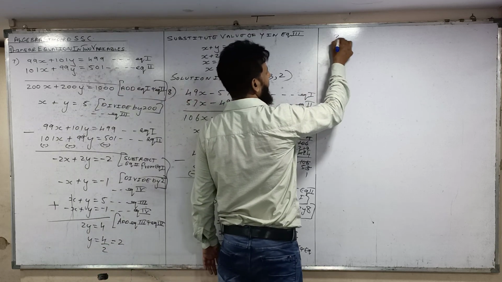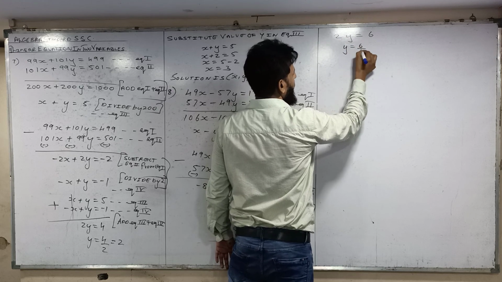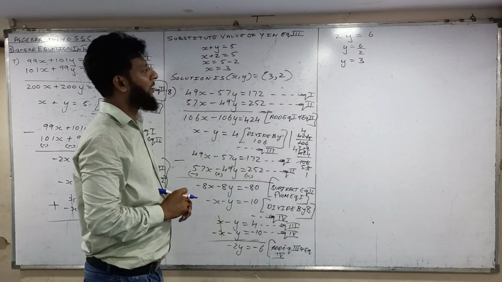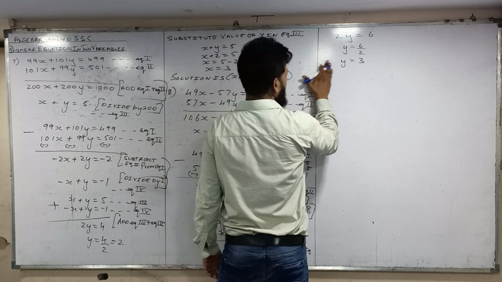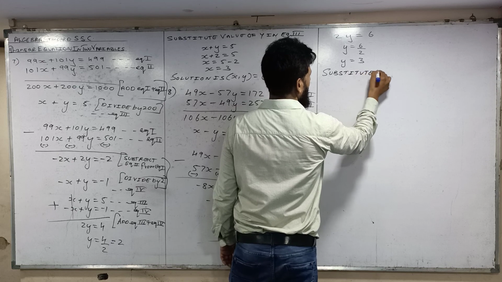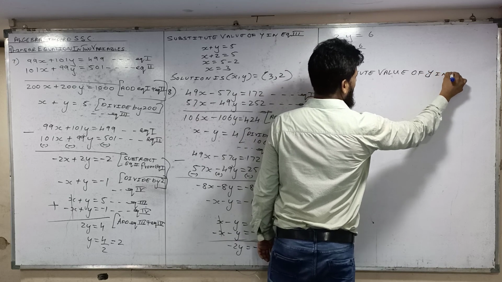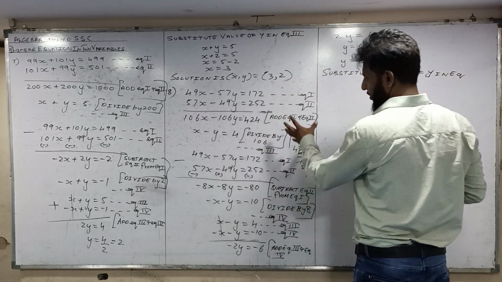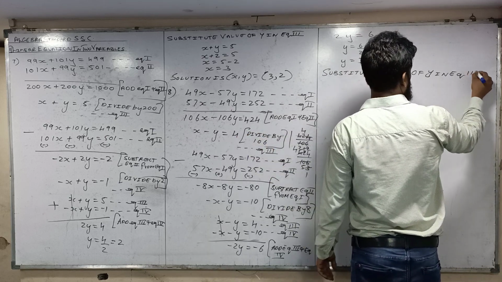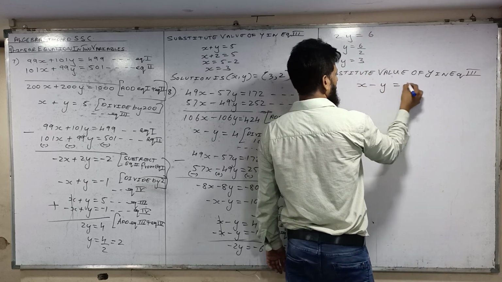Now on both sides the minus sign is there, so remove it: 2y is equal to 6, so y is equal to 6 upon 2, 2 threes are 6, y is equal to 3. So here we get the value of y. Now substitute this value of y in an equation. Which equation? We will see the simple and easy equation. So equation 3.